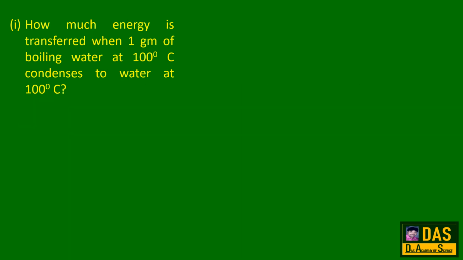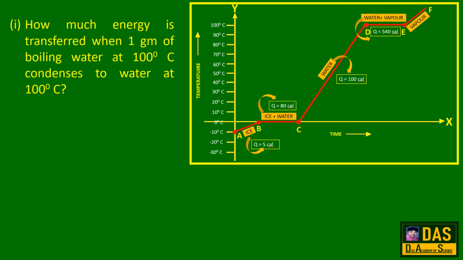Let us do the first problem. How much heat energy is transferred when 1 gram of boiling water at 100 degrees Celsius condenses to water at 100 degrees Celsius? Here, the mass of the substance is m equal to 1 gram, and the conversion is boiling water at 100 degrees Celsius to water at 100 degrees Celsius. From the time temperature graph, this conversion is from E to D.